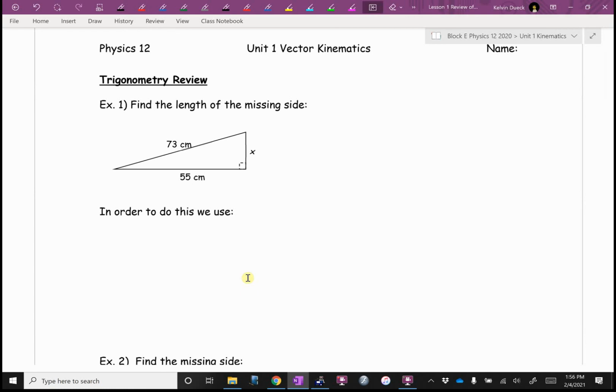We're going to have two primary tools for trig: Pythagoras and right-angled trig, SOH CAH TOA.